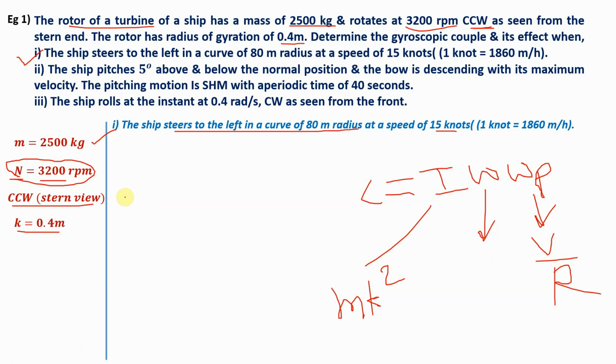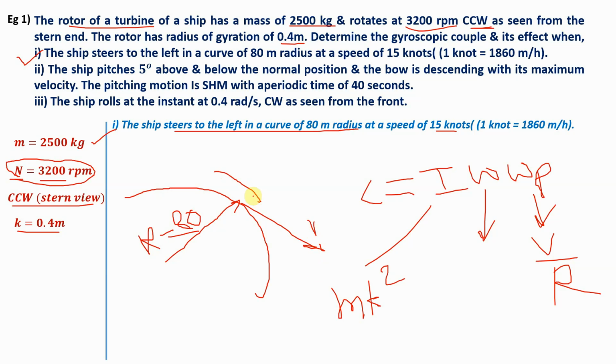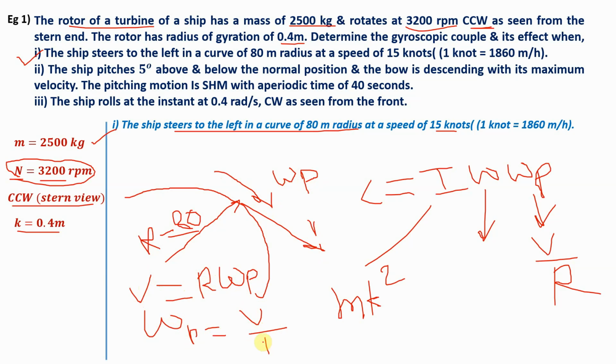We know that the ship is taking a turn of 80-meter radius towards left. So this is capital R. Linear speed of ship is V, 15 knots. We want to find out the angular velocity with which the ship is steering, that is omega p. We know that V is equals to R into omega. We have studied the circular motion. So we can find out omega p as the ratio of linear speed of the ship divided by radius of turn. Let us solve for this.